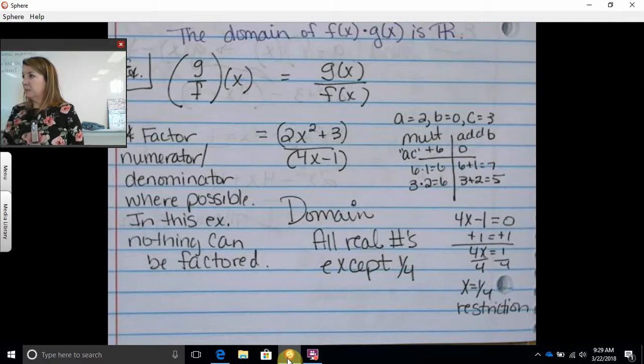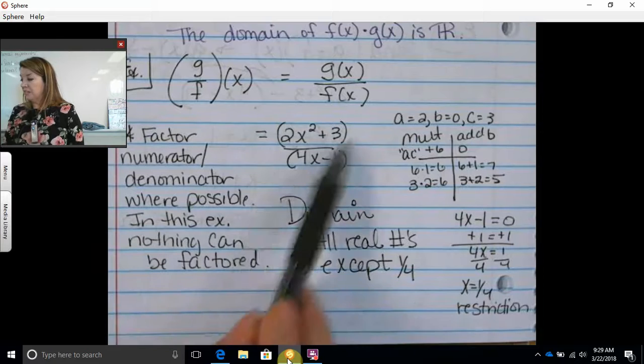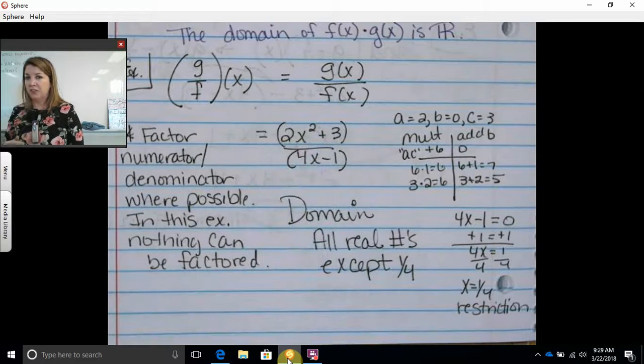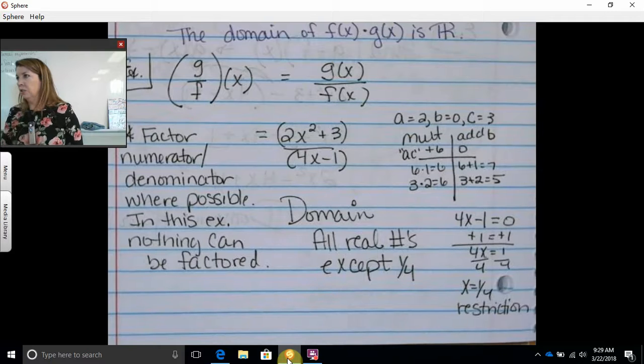Does that make sense? And the numerator, there's nothing about that. I could substitute in any number for x in the numerator, square it, multiply by 2, add 3, and would give me a real number.